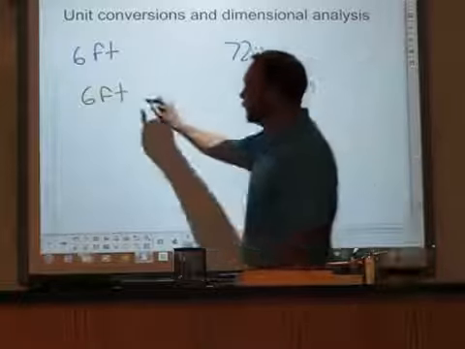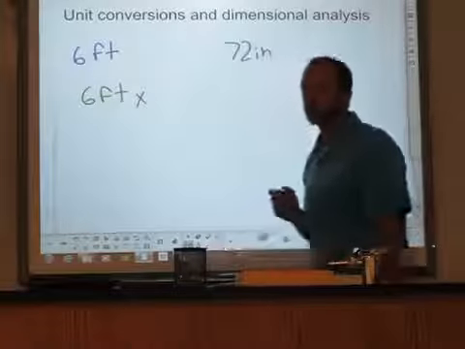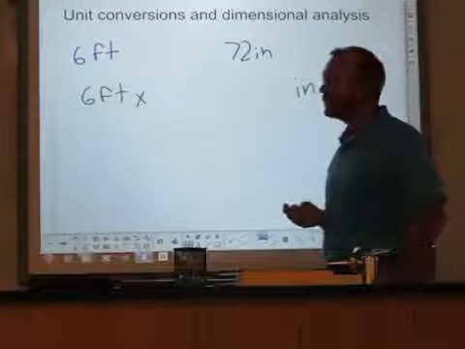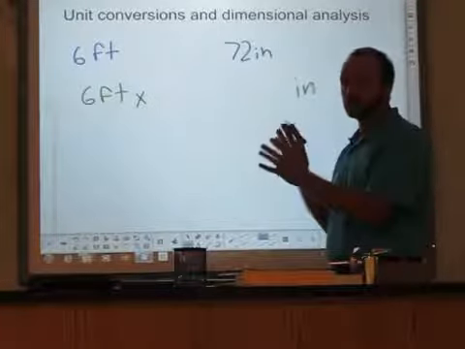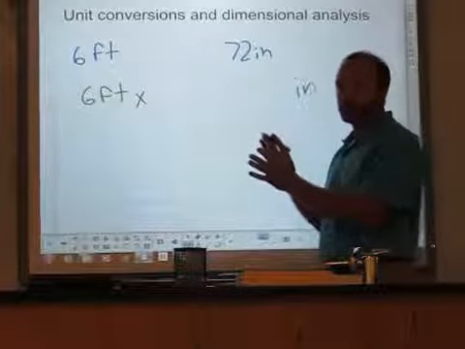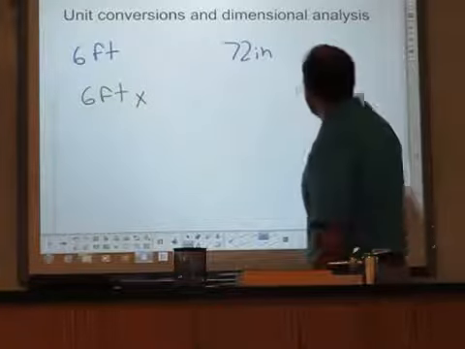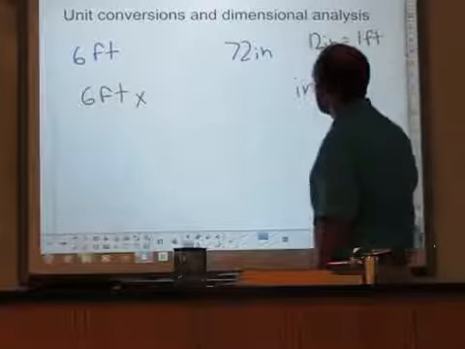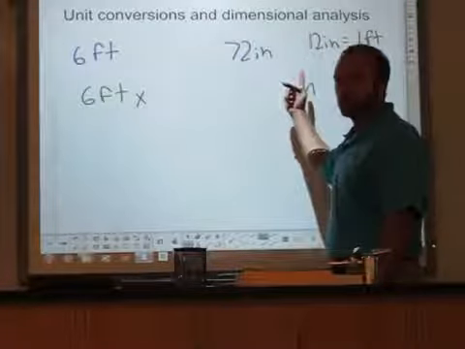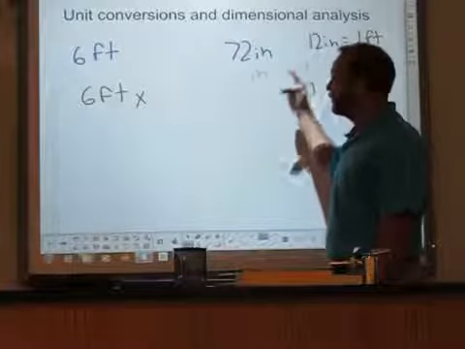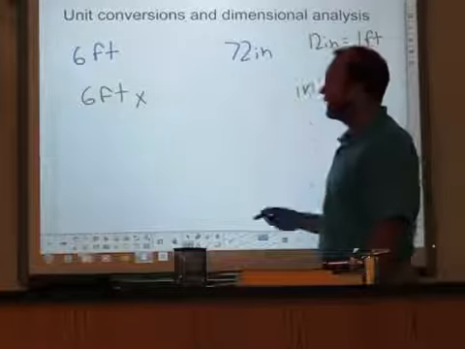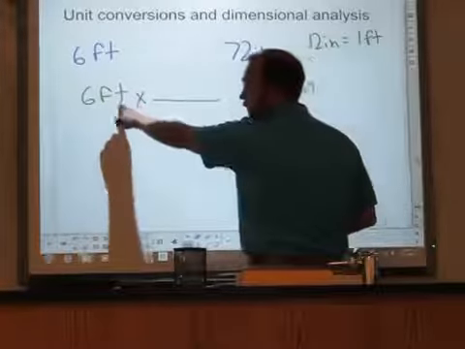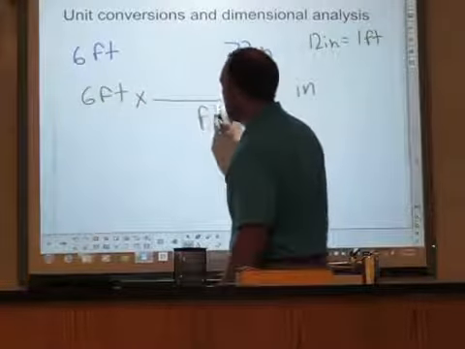To do that, we're going to multiply by what we call a conversion factor. A factor is anything you multiply by. And we get conversion factors by taking two things that are equal and making them into a fraction. You should all know that 12 inches is equal to 1 foot. So we have two things that are equal. We can make that a fraction so that the dimensions, the units, cancel. So here I'm going to make a fraction. The unit that I want to get rid of is feet, so I'm going to put that on the bottom.